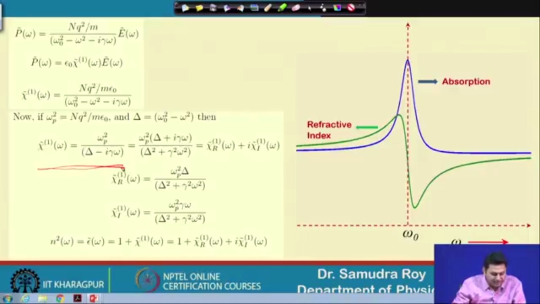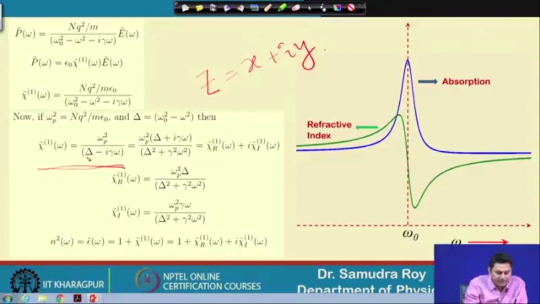Here chi 1 omega, which is the first order susceptibility or the linear susceptibility, has now become a complex quantity, and I try to write this complex quantity in terms of real plus i into imaginary. We know that if z is a complex quantity, we always try to write it as x plus iy. So, exactly the same problem we are doing here. We have omega p square divided by big delta minus i gamma omega. Then what we will do, we just multiply the complex conjugate of this quantity on both sides.